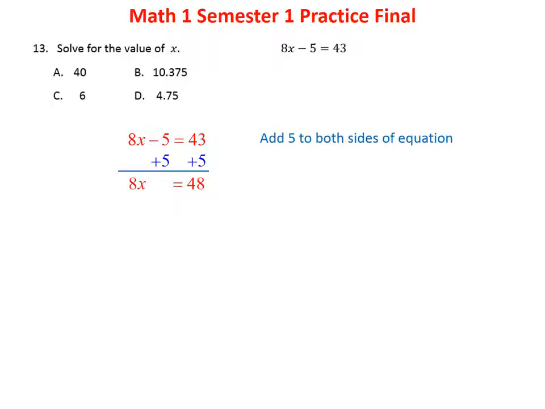Now we'll undo the 8 times x. The opposite of multiplying by 8 is dividing by 8, and you have to do both sides again. 8 divided by 8 is 1, so that canceled out. We have just 1x equals 48 divided by 8, so x equals 6. And our answer is C.